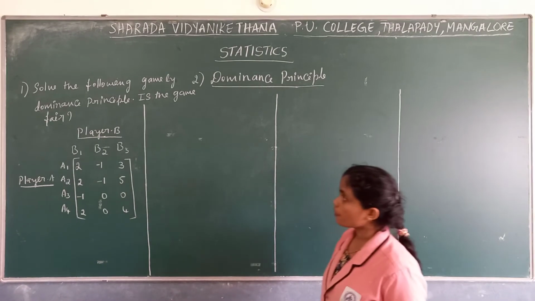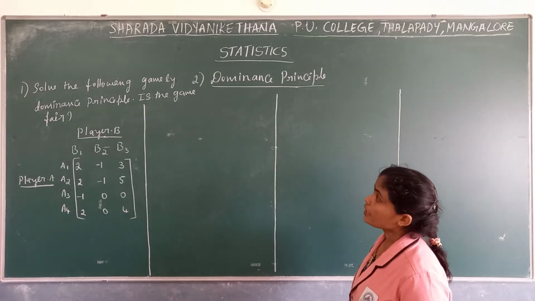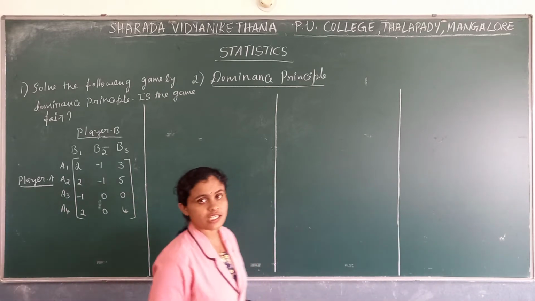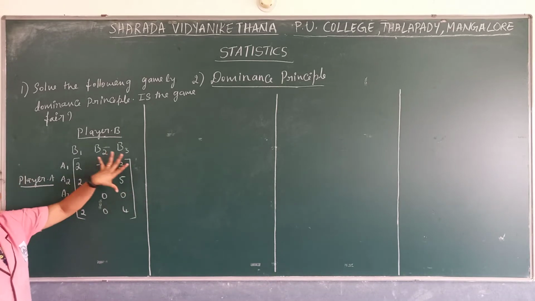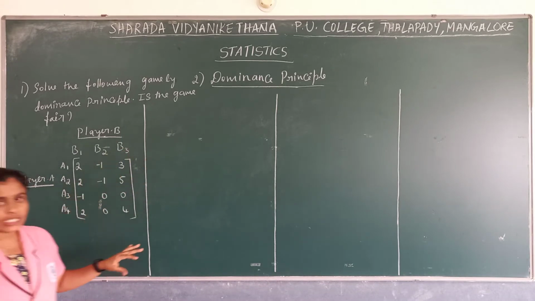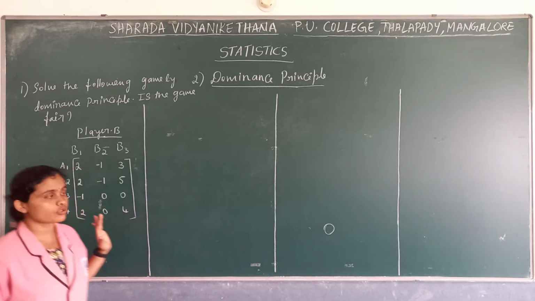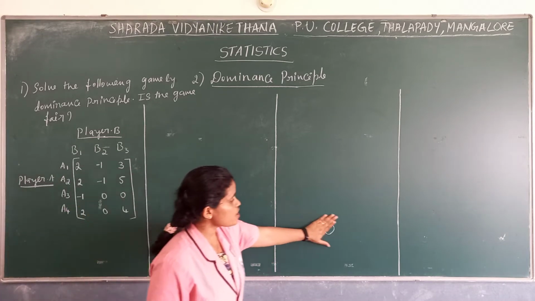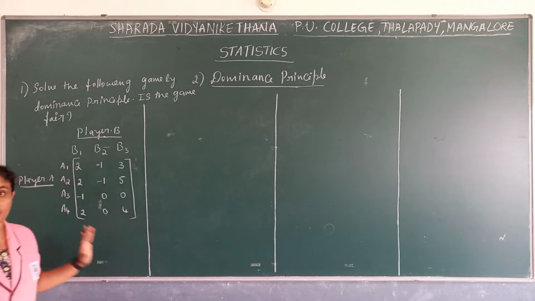We will move to the problems. Here is the first problem. Read the problem there. Solve the following game by dominance principle. Is the game fair? We need to check whether it is a fair game. How can we conclude whether the game is fair or not? At the end, if we get the value 0, then we can conclude that the game is a fair game. If we do not get 0 and get any other value, then it is not a fair game.